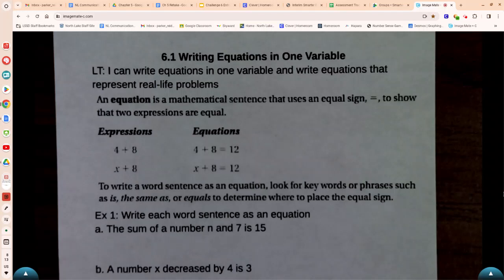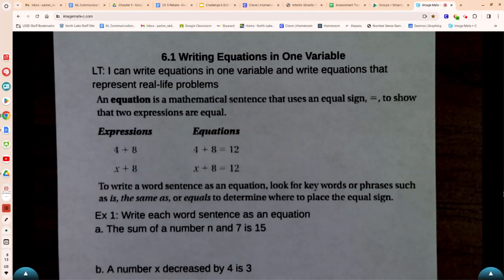Okay, this is 6.1, and it is about writing equations in one variable. And I volunteer to read today's learning target for us, please. Armand? I can write equations in one variable and write equations that represent real situations.